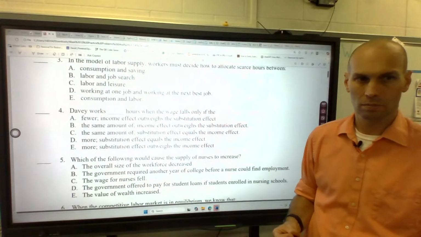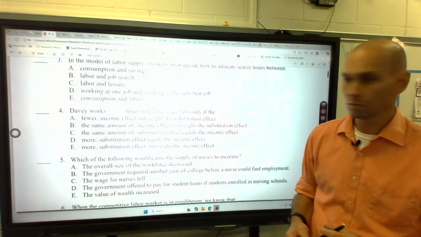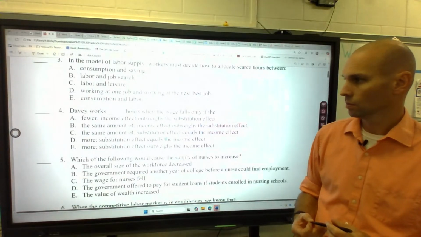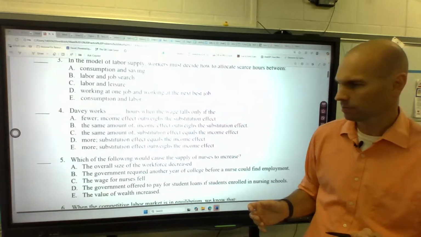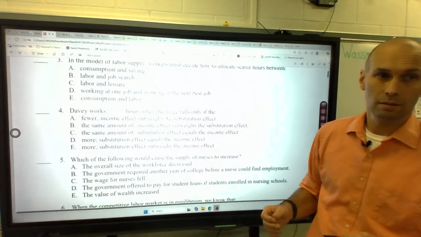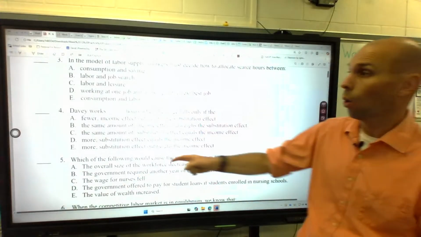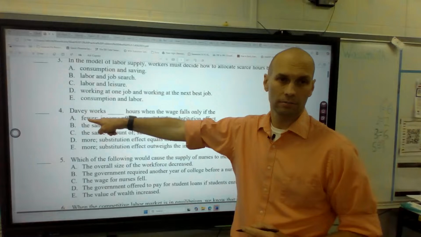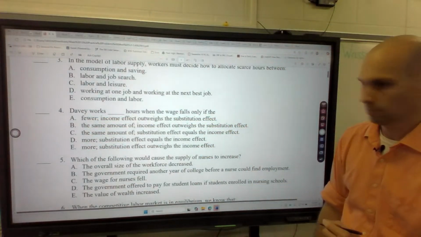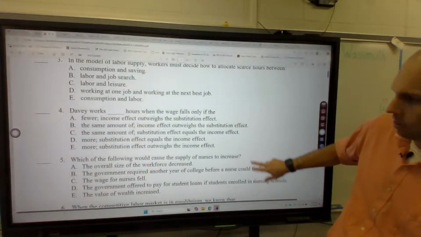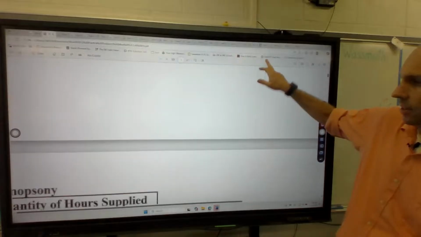So it wouldn't be greater, it would be fewer still, but the income effect, that part's opposite. The income effect outweighs the substitution effect. That's wrong, but the opposite is true, and that's what would make it correct if they put more right here. Yeah, that would be correct. Okay, cool. Let's move on to, oh my gosh, the next one.